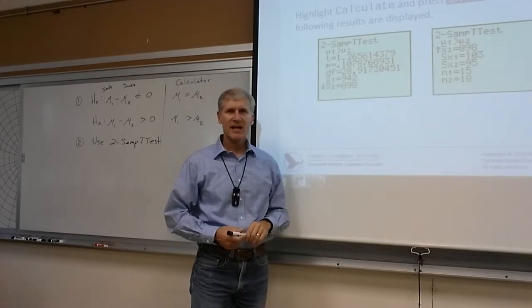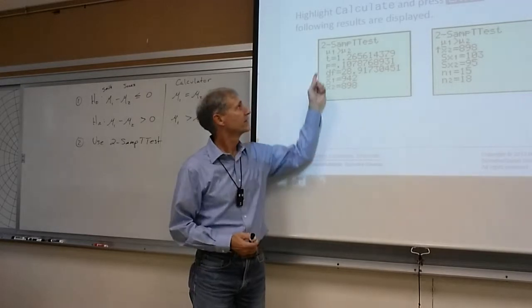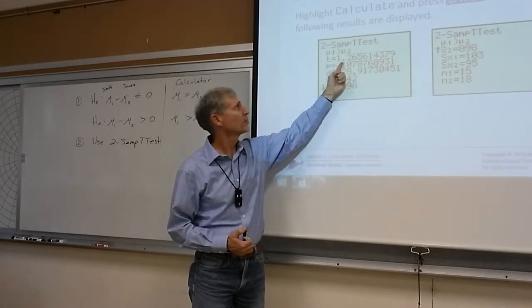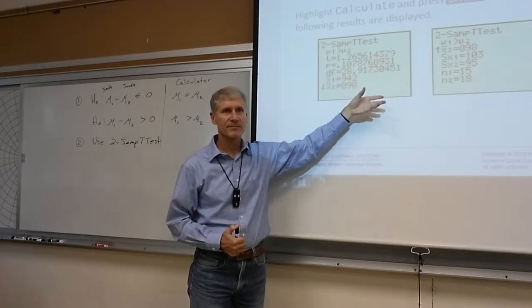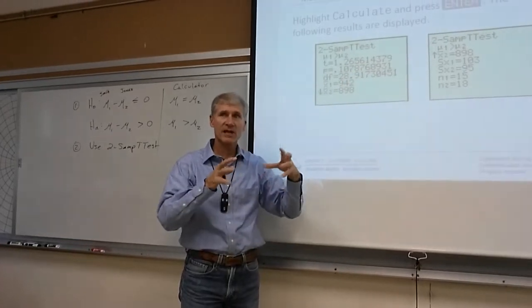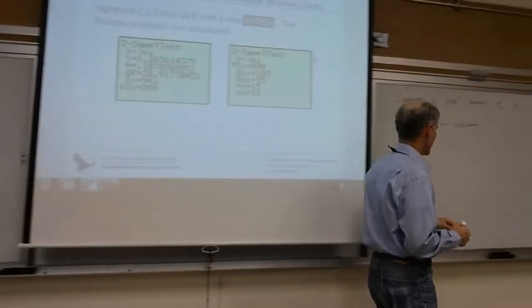So remember that big, nasty, ugly formula for the test statistic? There it is. T equals 1.2656. That's the test statistic. So if you wanted to confirm that, do the calculation by hand, you should match that number.